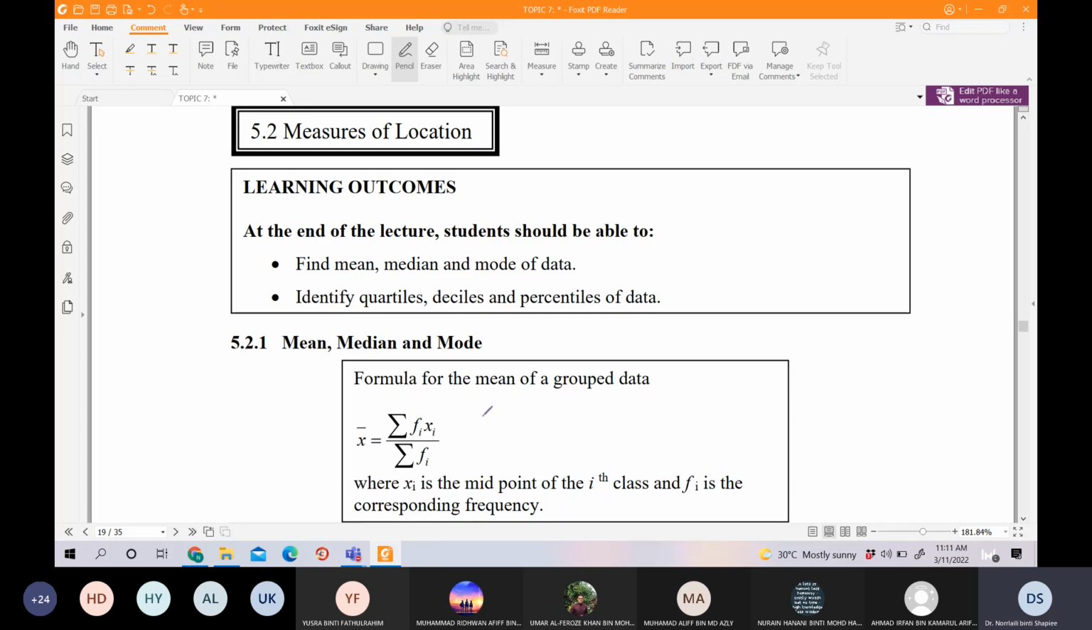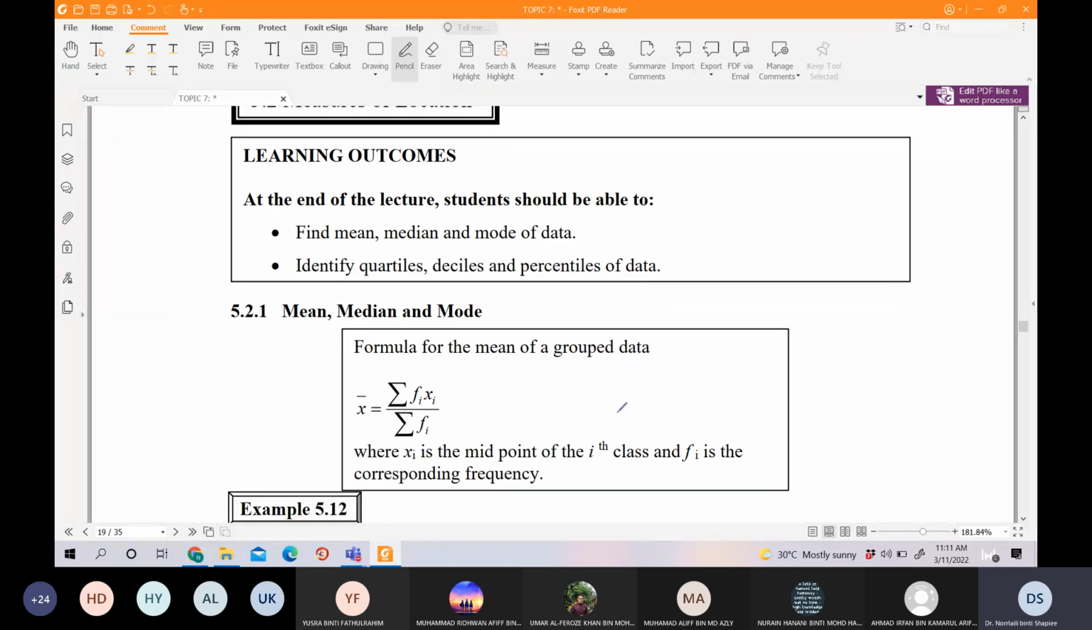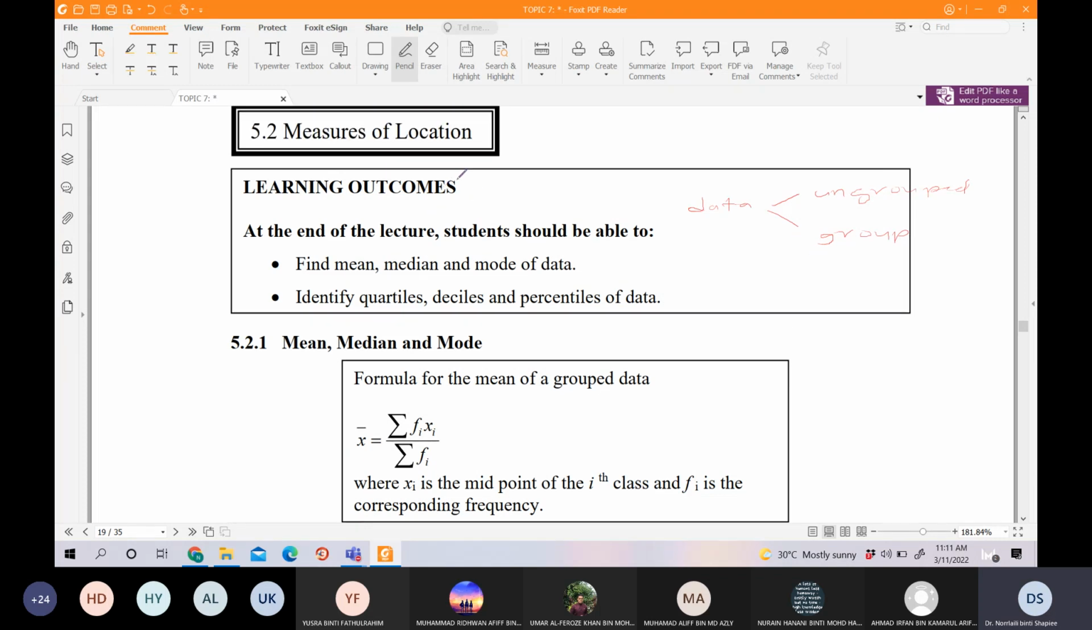From the previous, we learned ungrouped data. So we already know the difference between grouped and ungrouped data. For grouped data, what is the difference? What is the difference between grouped data and ungrouped data? We learned ungrouped, and another one, grouped. So why do we learn again for grouped data? From the previous ungrouped data, how was ungrouped data?